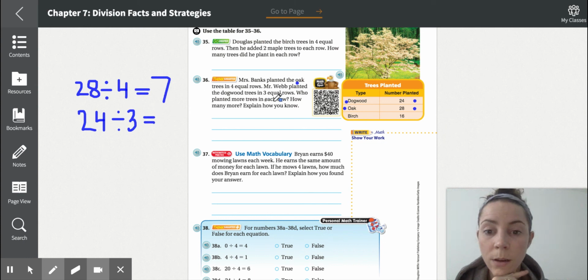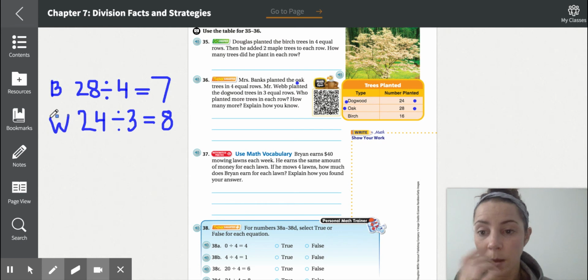Who planted more trees in each? Oops, sorry, I didn't solve it. Dividing by 3, I count by threes, and that would be 8 times. Who planted more trees in each row, and then how many more? I didn't put names next to these, so maybe I should go back and fill in names next to the equation. So this was Mrs. Banks, and this was Mr. Webb.